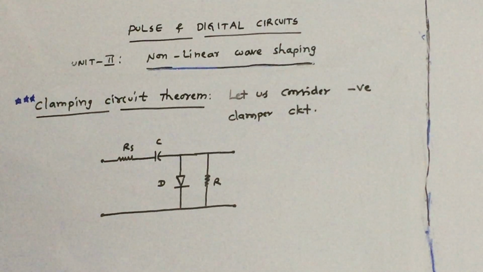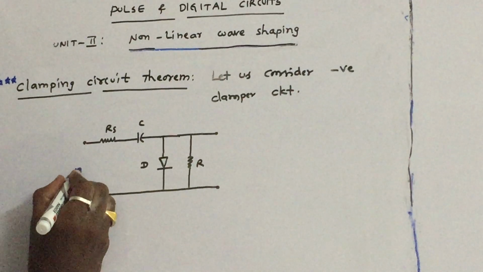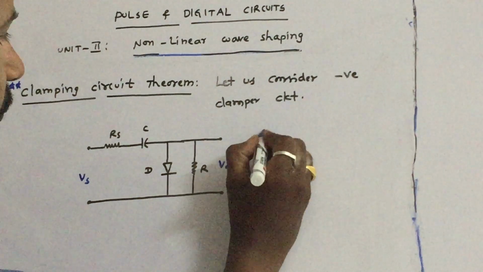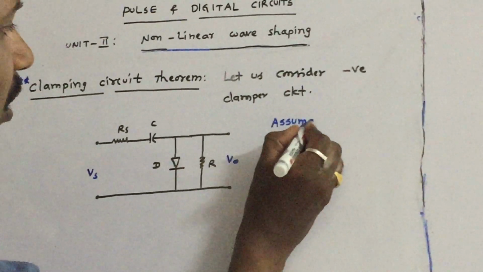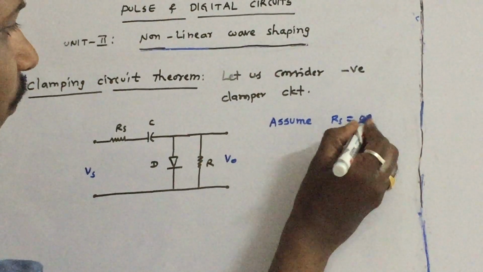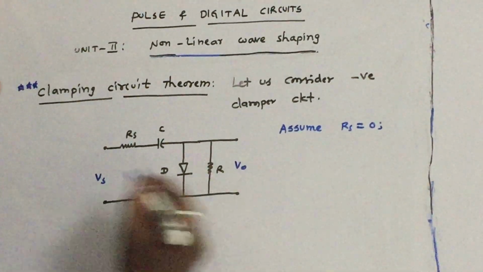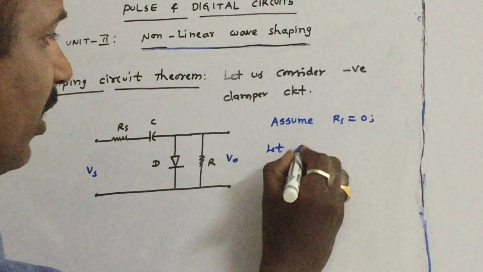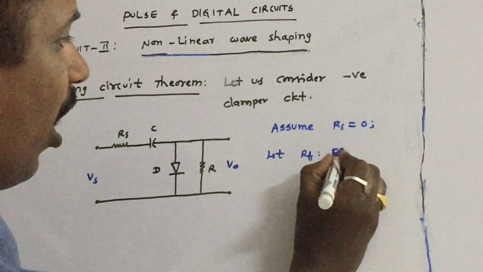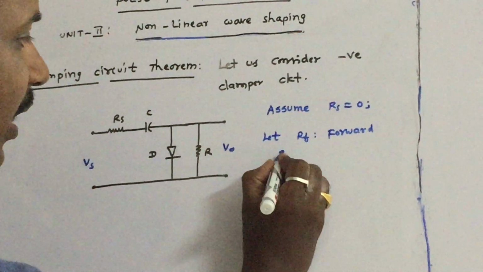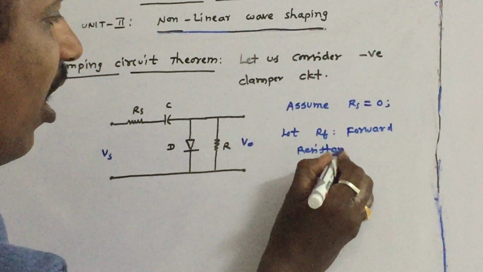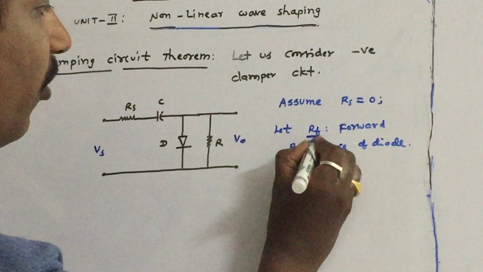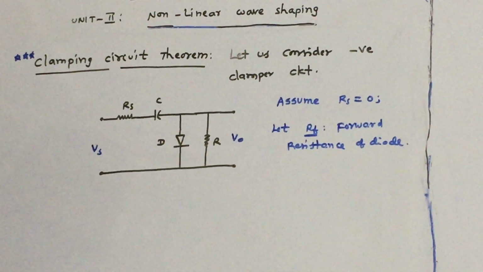Let us assume that VA is the input voltage to the circuit and V0 is the output voltage of this circuit. So for proving this, assume the source resistance Rs is equal to 0 in this theorem, and let RF be the forward resistance of the diode. That means when the diode is in on condition, we take the diode as replaced by resistor RF.